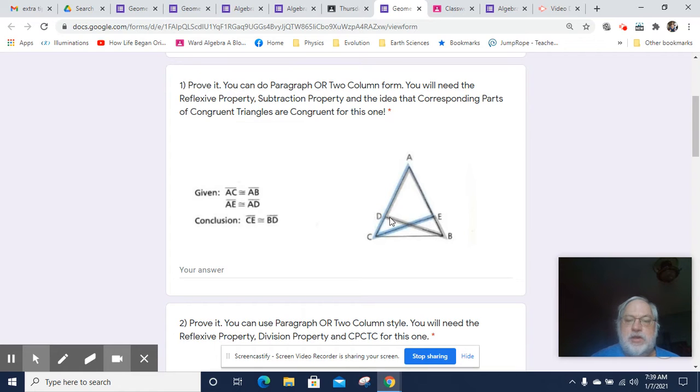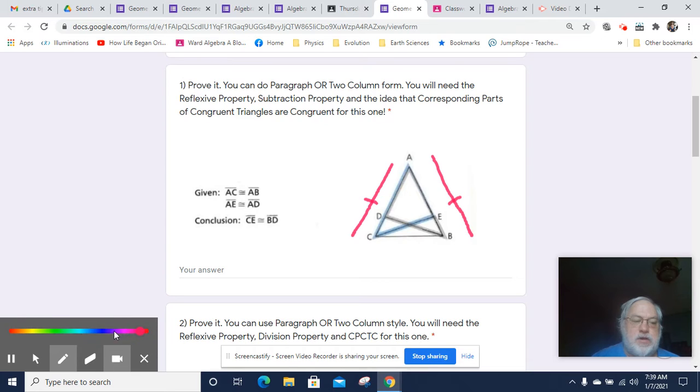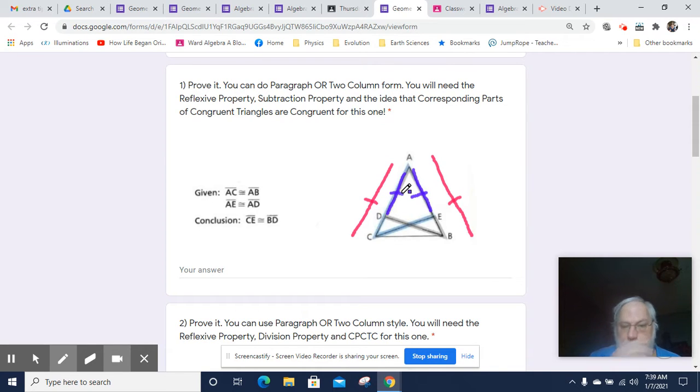Okay, so to prove that, it would be useful if I could prove that this little triangle and this little triangle were congruent, or this big triangle and this big triangle were congruent. Now, what I do know is that AC and AB are congruent. I also know that AE and AD are congruent. So I'll pick a different color, maybe there. All right, because I know that, a couple things I know.